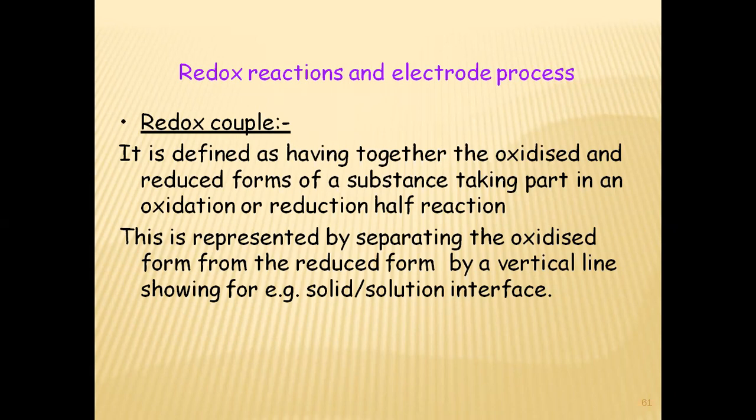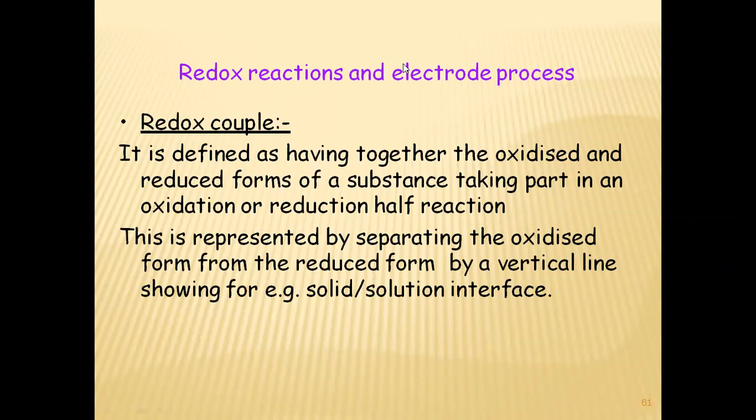So let us talk about the redox couple. It is defined as having together the oxidized and reduced form of a substance, taking part in an oxidation and reduction half cell reaction. So what happens when we have two forms of a substance? One is the oxidized form and one is the reduced form. If we are taking them in a reaction to perform our experiment, these are known as redox couples.